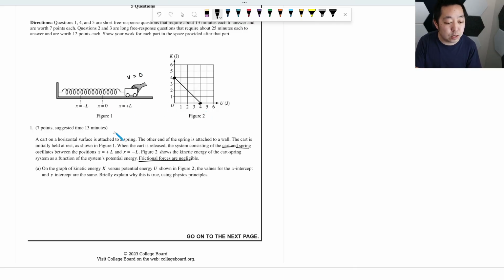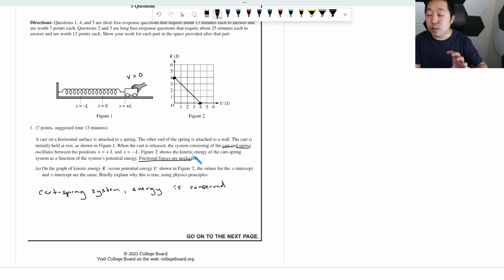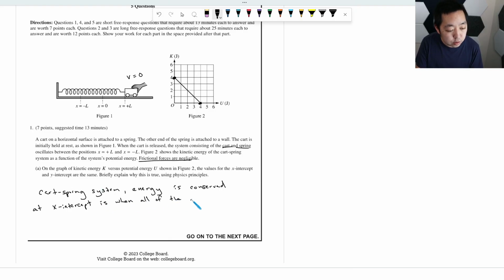Now, why is this true? It's because for the cart-spring system, energy is conserved. So if it is conserved, that means the energy at every point in time is always the same. And so you would say, at the x-intercept, I would make that connection there. What does the x-intercept represent? It is when all of the energy is kinetic energy, which is 4 joules. And at the y-intercept is when all of the energy is potential energy.